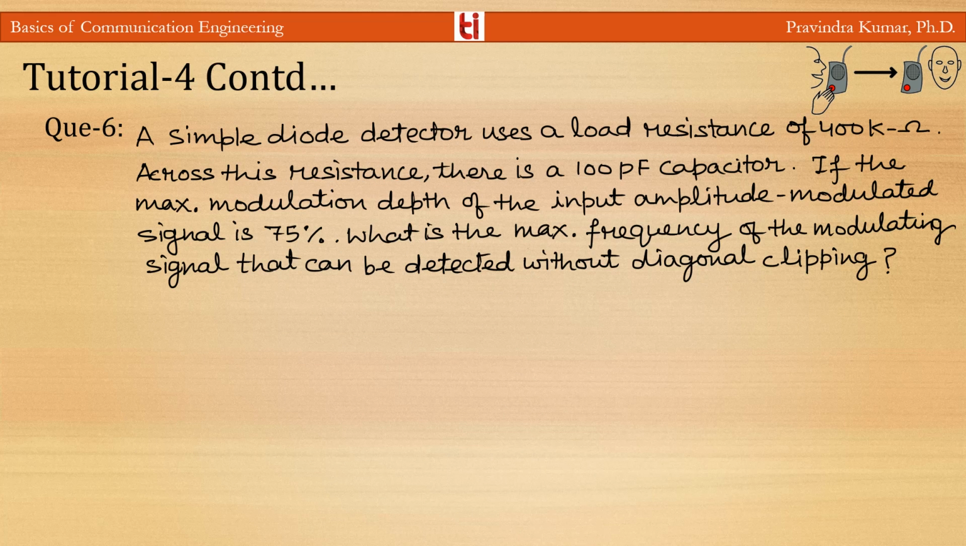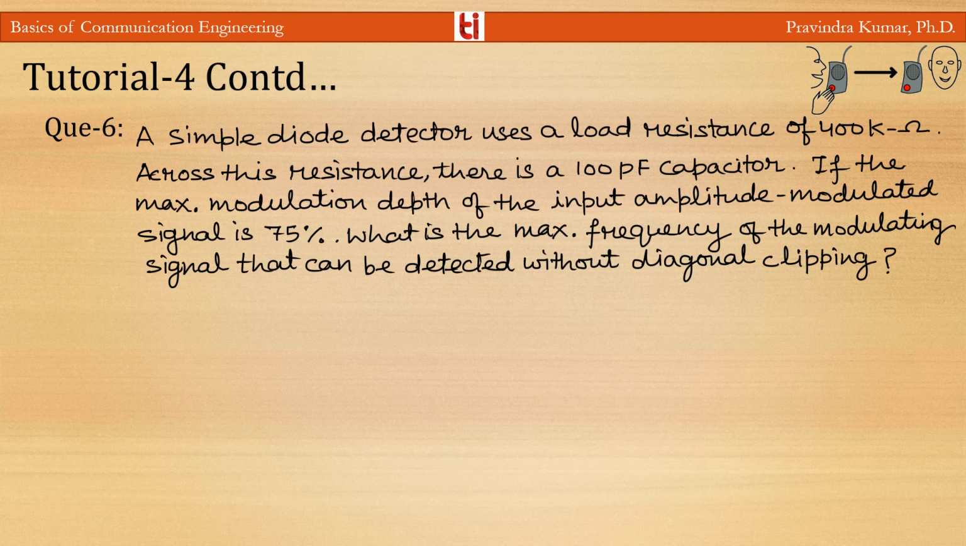Now the next question: a simple diode detector uses a load resistance of 400 kilo ohm. Across the resistance there is a 400 picofarad capacitor. If the maximum modulation depth of the input amplitude modulated signal is 70%, what is the maximum frequency of the modulating signal that can be detected without diagonal clipping?